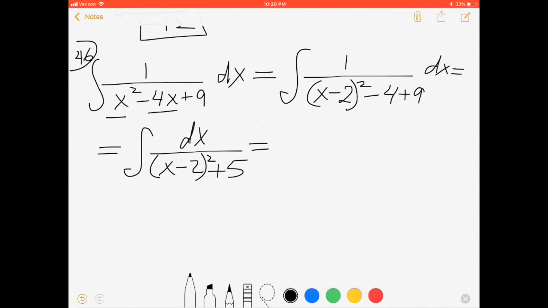Great, but now it's a table integral. We have arctangent, where the function u is x minus 2 and a squared is 5. This means a is the square root of 5. Okay, right. Arctan of our function x minus 2, divided by the coefficient square root of 5. Don't forget in the front you have 1 over square root of 5, and plus c.